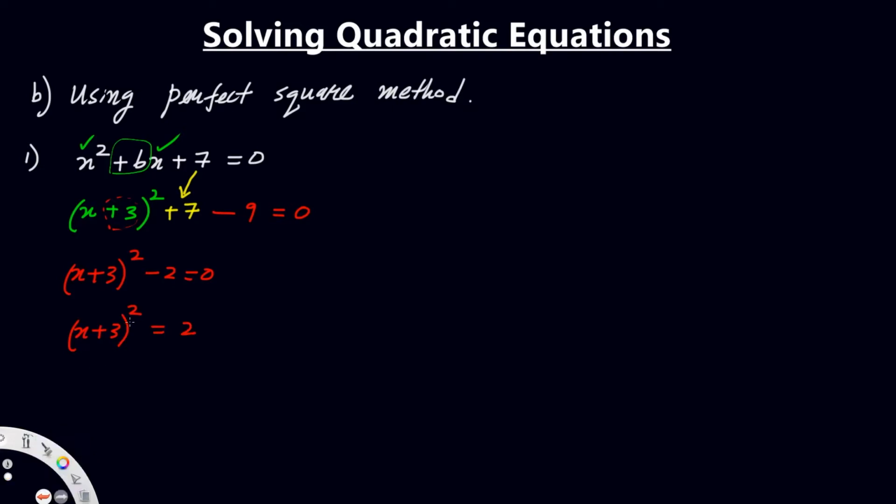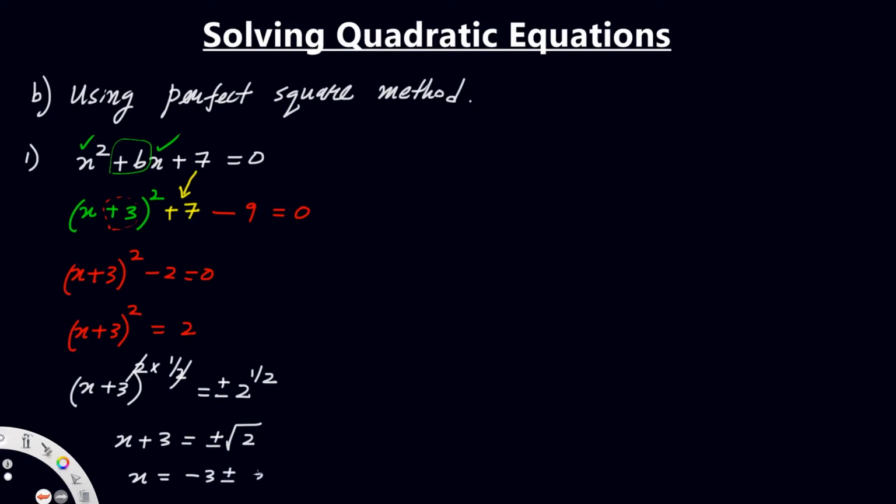Now from here we have to find x. So I will take the square root of both sides. That means I'm introducing power half on both sides, 2 power half. When I'm using the square root, I have to introduce plus and minus. So these two will cancel each other. So you get x plus 3 is equal to plus and minus square root 2. Now the x value would be -3 plus and minus square root 2. And that would be the answer to that question.